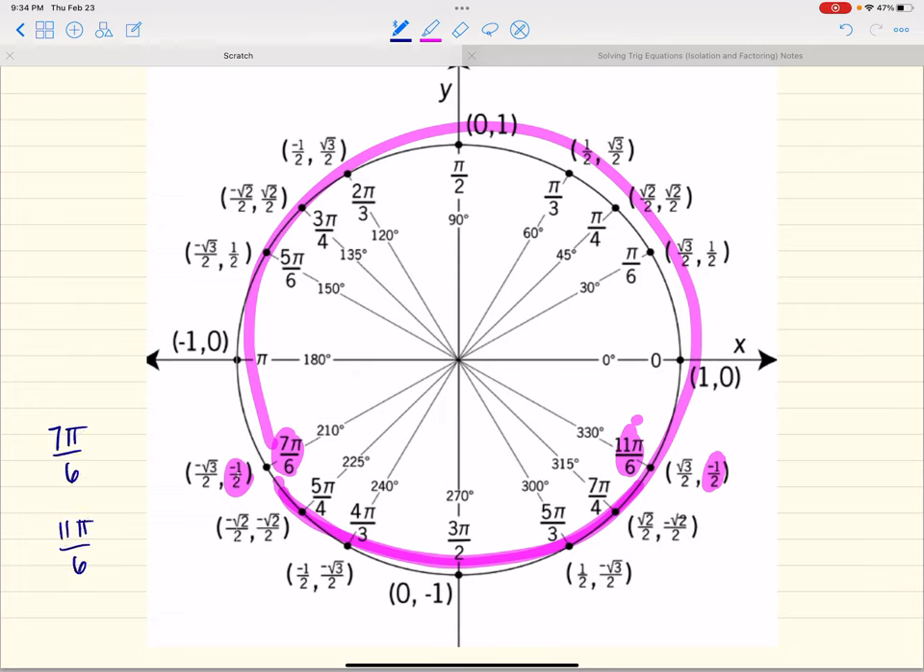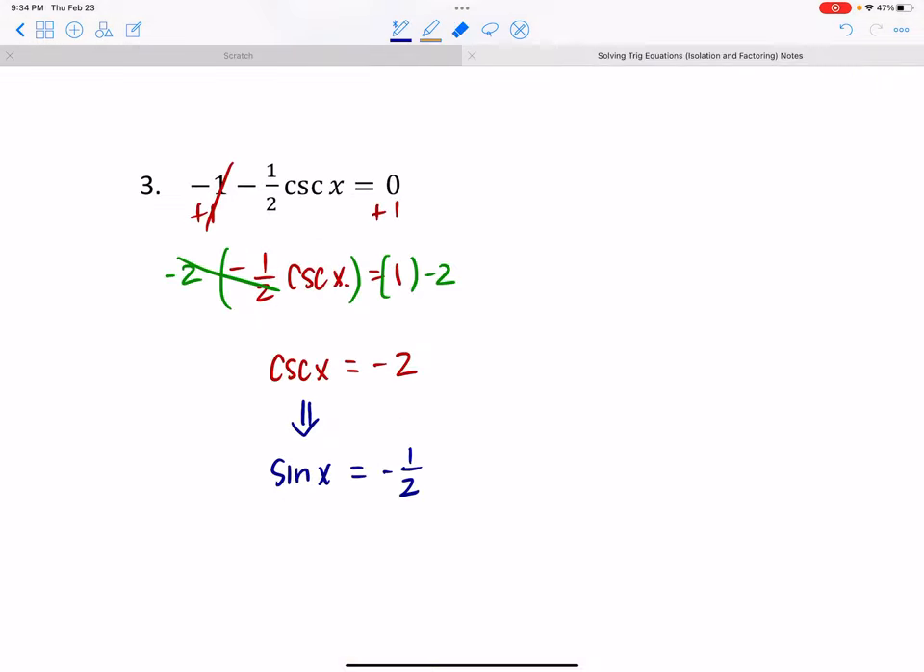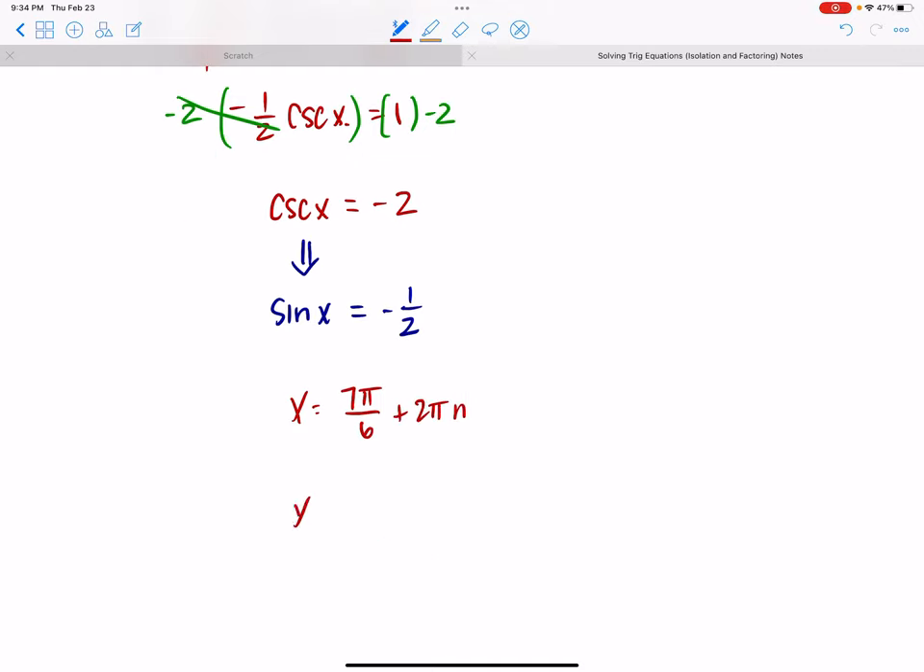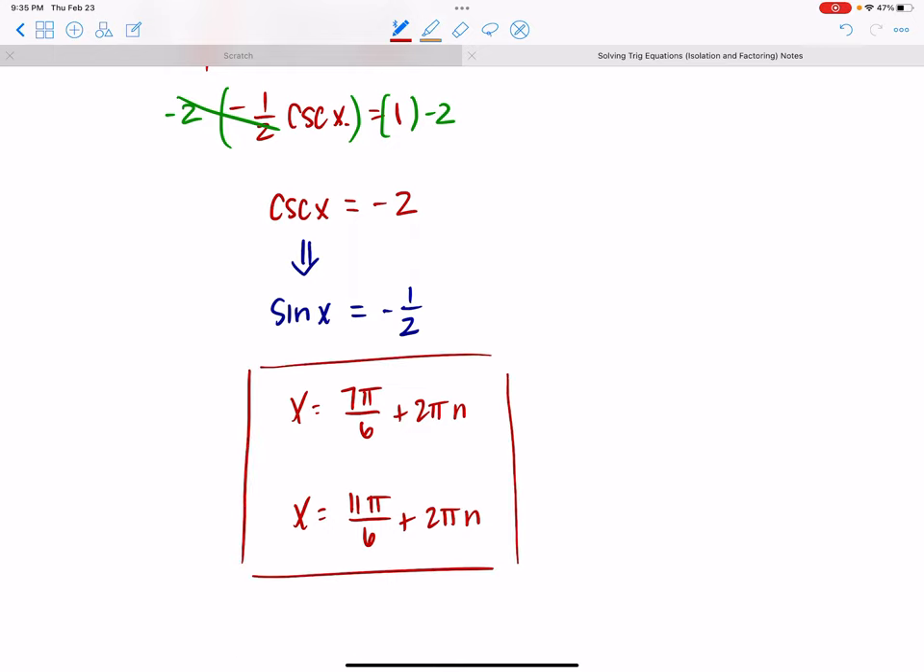But I can keep lapping around the unit circle any number of times and end up at that same spot, and so that would be the description for all of the solutions. Okay? So back here, we're going to say x is going to be equal to 7 pi over 6 plus 2 pi n number of times, and x is going to be equal to 11 pi over 6 plus 2 pi n times. And there would be a description for all of the solutions.